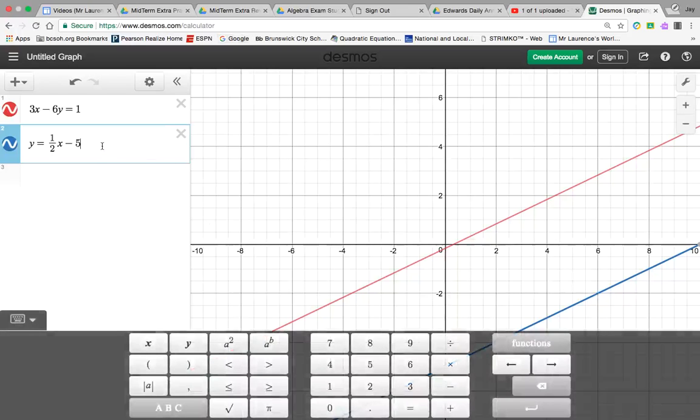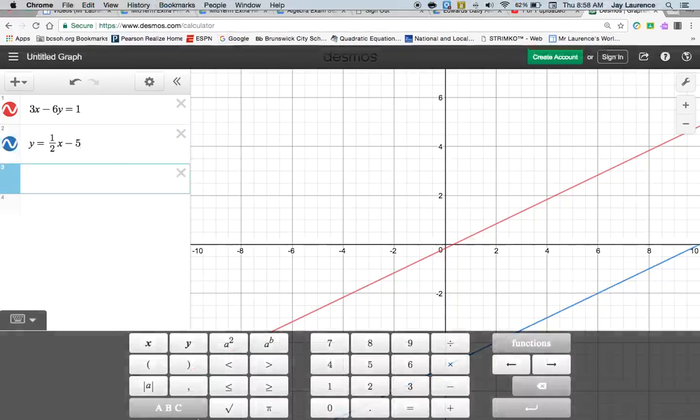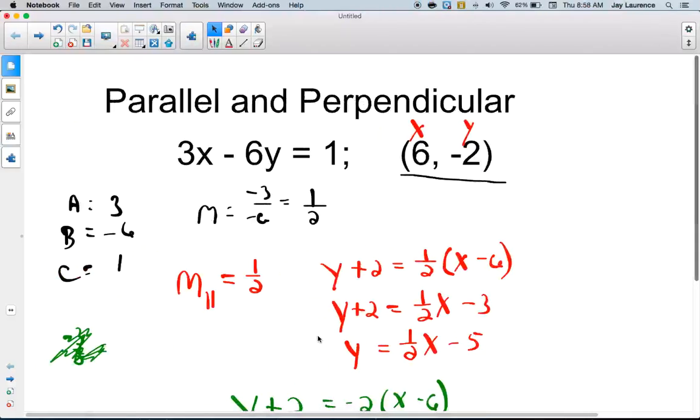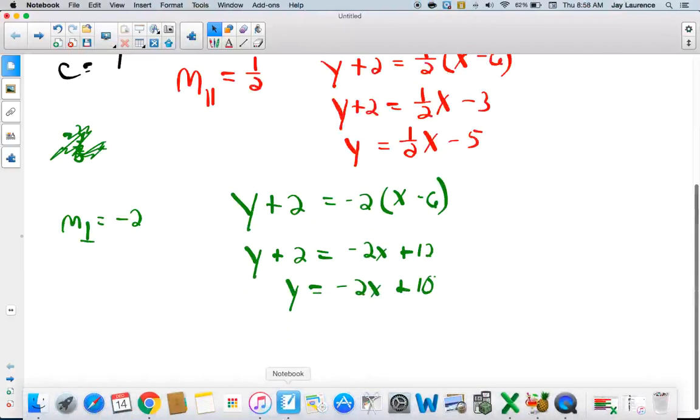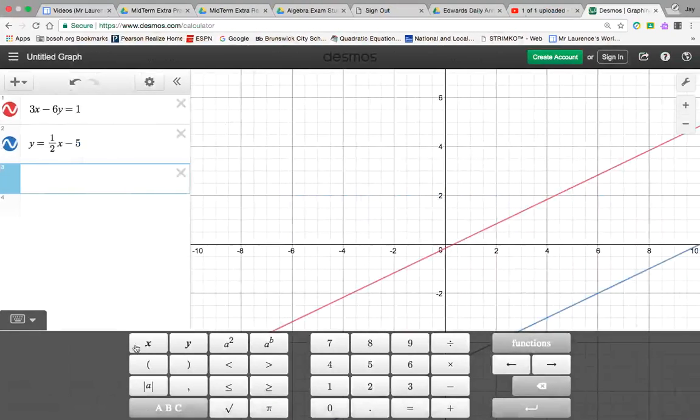Okay? Now I also have a perpendicular equation, right? And the perpendicular equation is this green one down here, y equals negative 2x plus 10. So let me type that one in. So y equals negative 2x plus 10. Look at that. It's definitely perpendicular to the red one, the original. And it's definitely perpendicular to the blue one. It'd have to be. And then it's going through 6, negative 2.